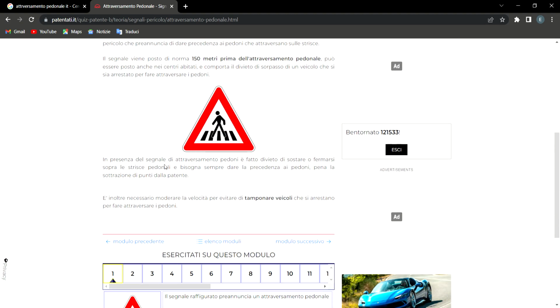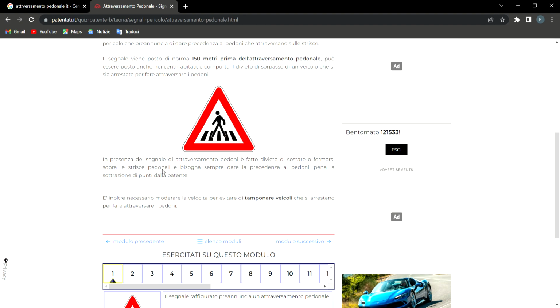He said, il presenza di segnale di attraversamento pedoni è fatto divieto di sostare o fermarsi. He simply said that this pedestrian sign forbids parking, and at the same time it also forbids stopping. What is he trying to talk about here? He's saying that you as a driver driving on this particular road, whenever you come across this very sign, you don't need to park or you don't need to stop.